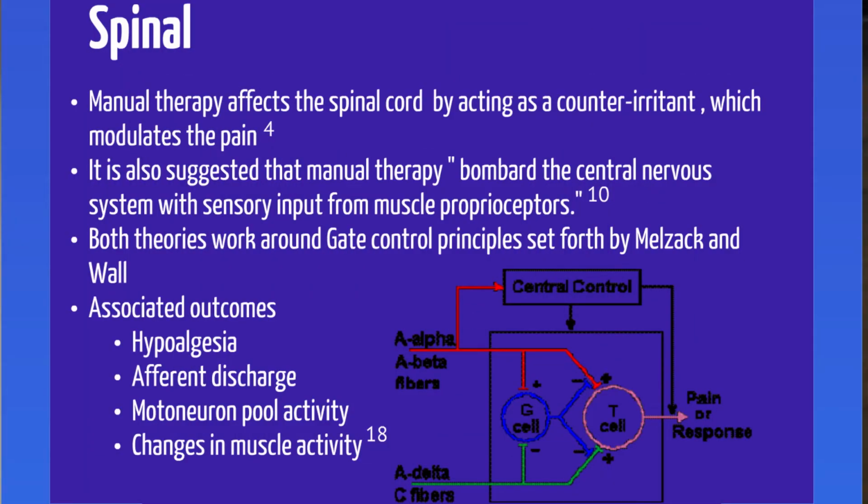The spinal and supraspinal mechanisms are more the topic of this presentation, and they work around the following two theories. Manual therapy affects the spinal cord by acting as a counter-irritant, which modulates the pain. It's also suggested that manual therapy bombards the central nervous system with proprioceptive input from the muscles. Both of these theories work around the gate control theory set forth by Melzack and Wall, and are associated with outcomes of hypoalgesia, afferent discharge, motor neuron pool activity, and changes in muscle activity.